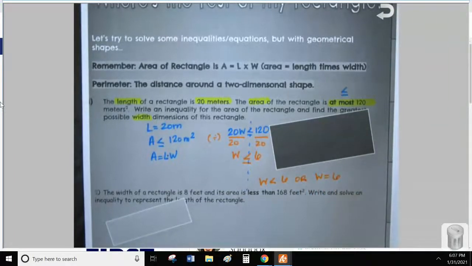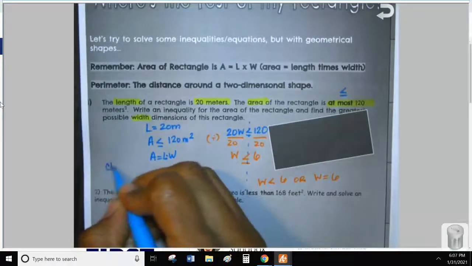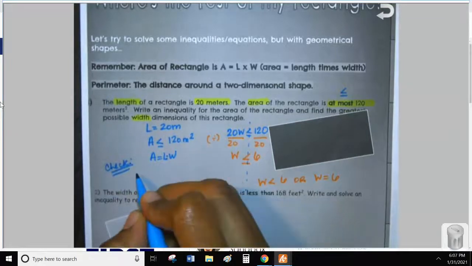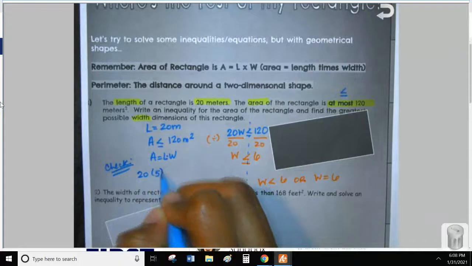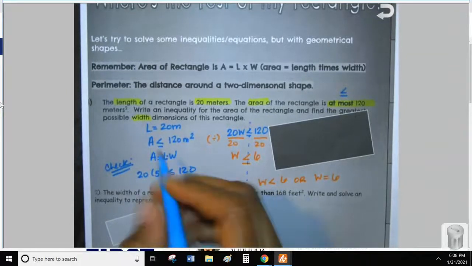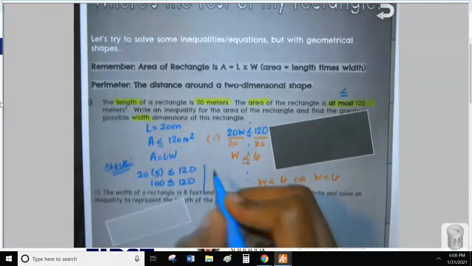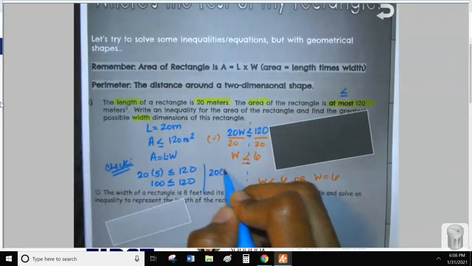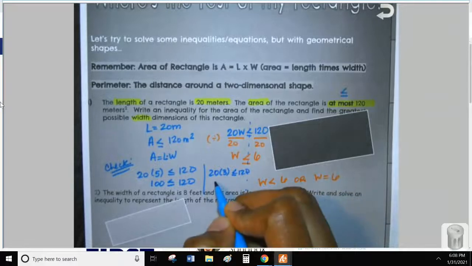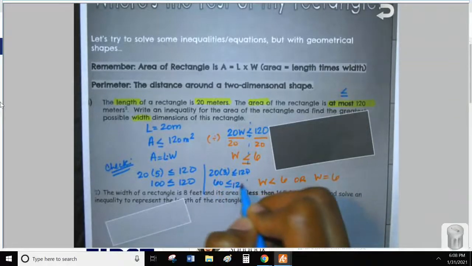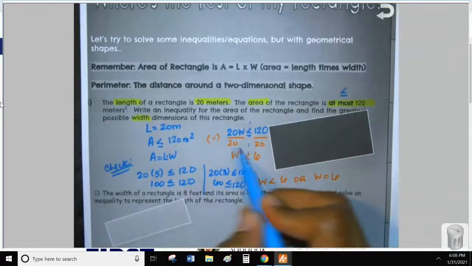So the measurement of the width could be 6 meters or it could be less than 6 meters, because it can be less than or equal to. So let's just do a check, okay? What if we said the width was 5? Then I could do 20 times 5, less than or equal to 120. That would give me 100, which is less than 120, so that works. What if we said the width was 3? 20 times 3 has to be less than or equal to 120. That would give me 60, which is less than 120. So the width can be less than or equal to 6.